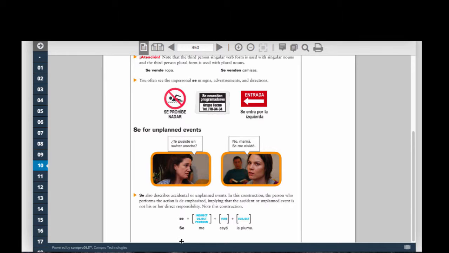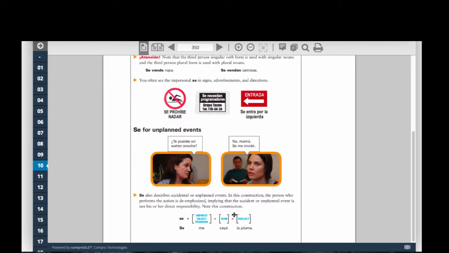We use a se, an indirect object pronoun, and if you don't know those, please review them. You use the verb, and then you use the object that either fell or broke or got lost or whatever.